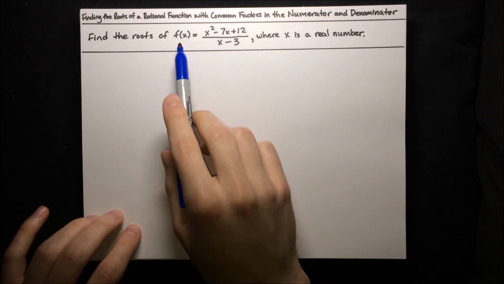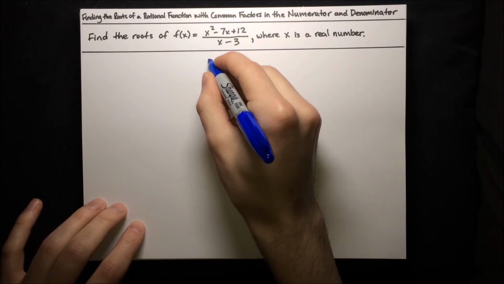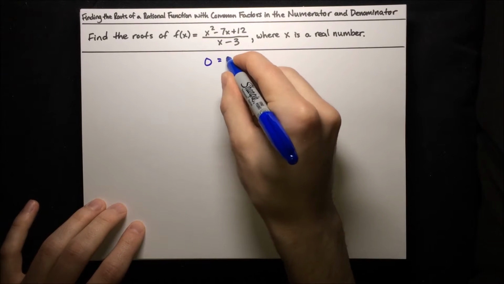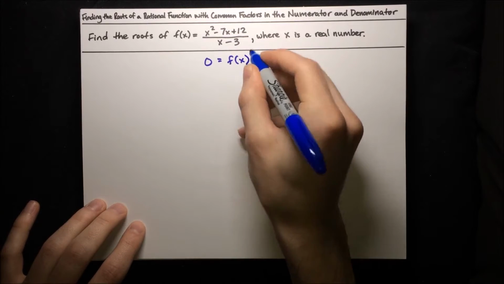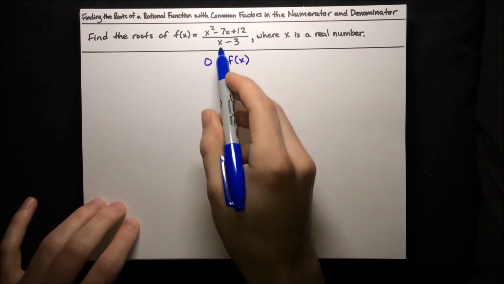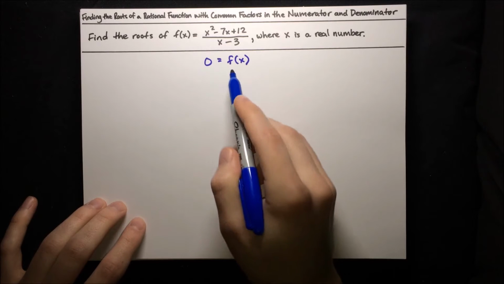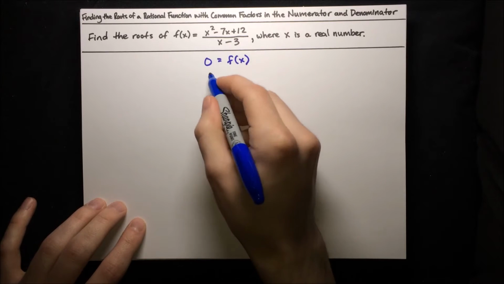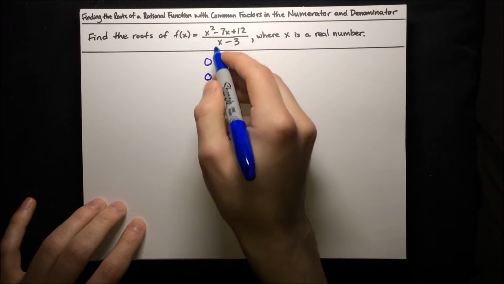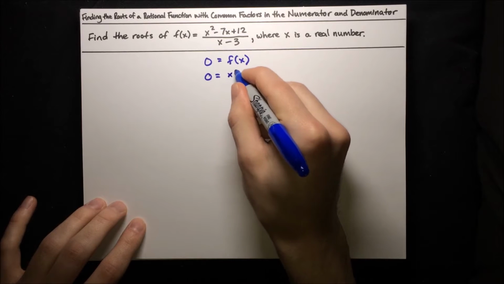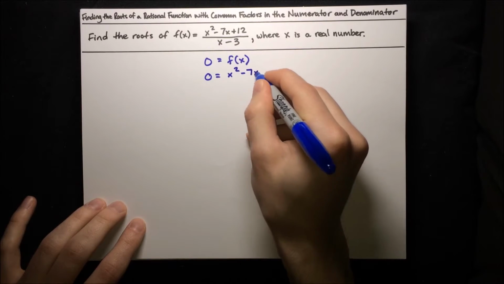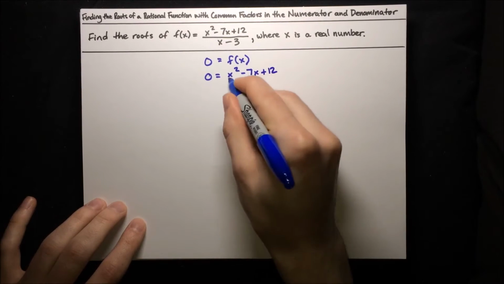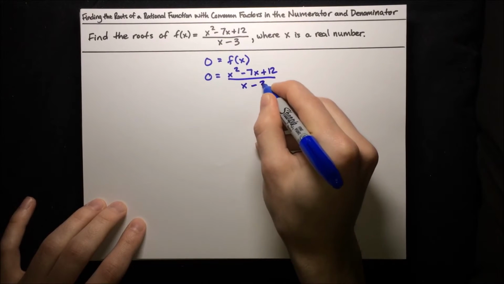And how we find the roots is, we just set f of x equals 0. So 0 equals f of x. The solutions to that equation are the roots of the function. Okay, so let's go ahead and write this in. So 0 is equal to that expression for f of x: 0 equals x squared minus 7x plus 12 over x minus 3.